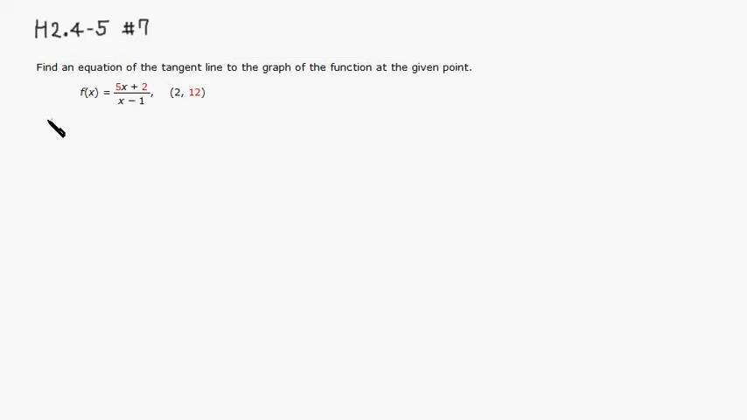As usual, the first thing we need to find is a point. I'm going to call it x1 comma y1, which is given right here. So it's 2 comma 12.